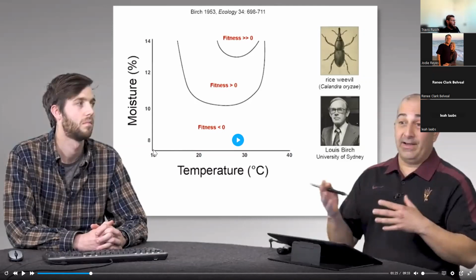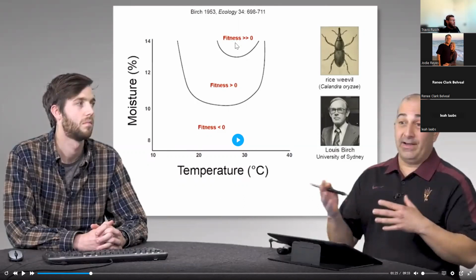So if we drew a line underneath this curve, we would have fitness less than 0. So they're not doing well in this area. Fitness greater than 0 is if we drew a curve and they ended up over here with these parameters. So say, for instance, we're right here. That's 25 degrees with 11% humidity. That's going to allow the organisms to survive to some extent. So anywhere in this area is going to have some fitness so they can survive and reproduce.